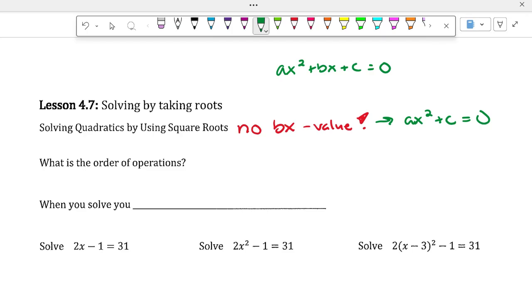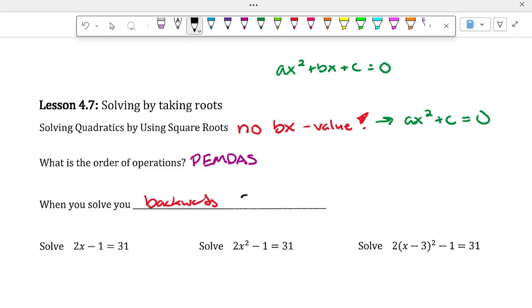Now, remember, whenever you solve by taking a square root, it's like you're essentially solving a linear equation like we're used to. So you really need to pay attention to the order of operations, or PEMDAS. All right, real quick, remind me what PEMDAS stands for. Parentheses, exponents, multiplication, division, and addition, subtraction. Now, that's our order of operations. But when we solve, you go backwards.